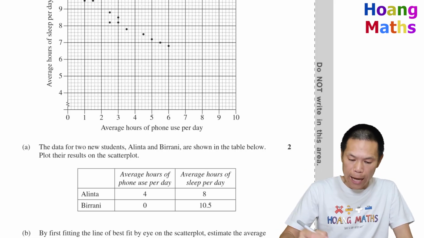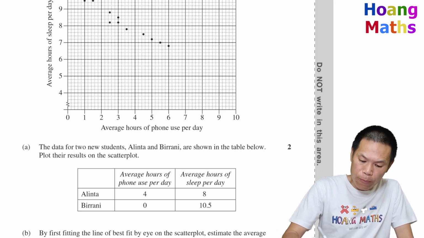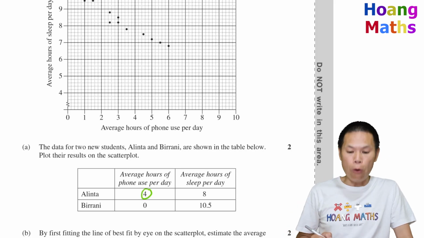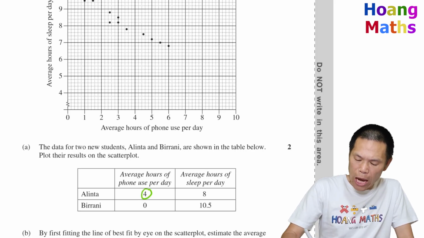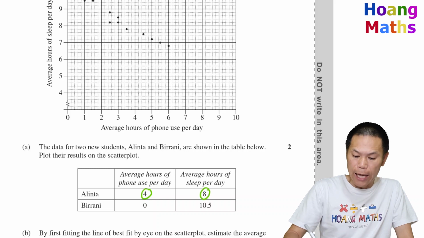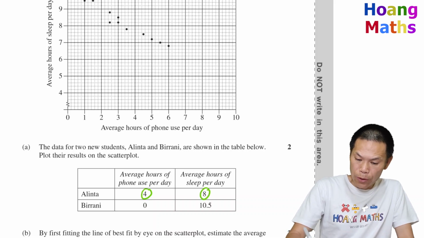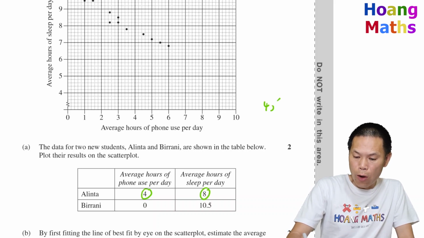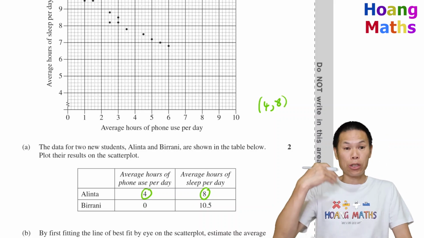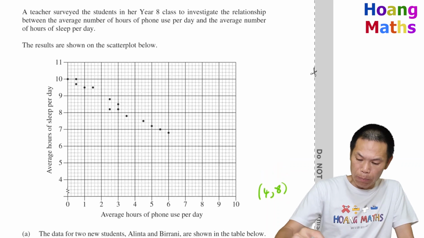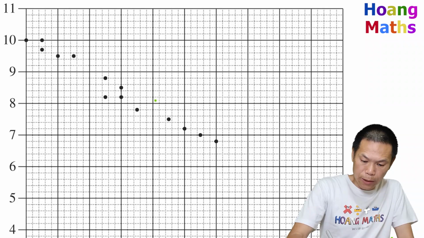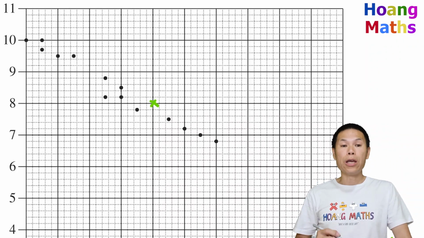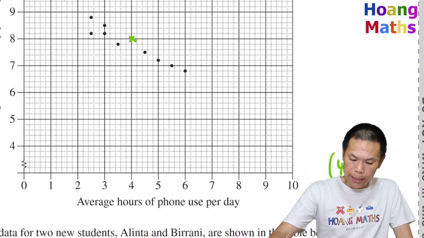So for Alinta, the average hours of phone use per day is 4 and the average hours of sleep per day is 8. In other words, the coordinate is (4, 8). So let me just plot that on the scatter plot. 4, 8. So it's here. So there you go for Alinta.